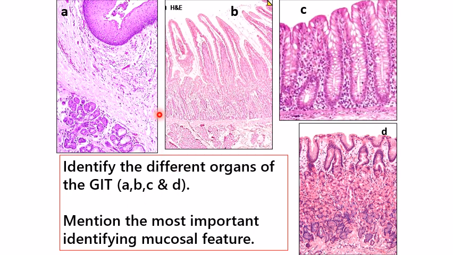Here, dear students, are many sections. A, I'm having stratified squamous epithelium and mucous glands, so it is esophagus dog. B, I'm having villi and crypts and glands in the submucosa. I am duodenum. C, I'm having wide, deep crypts, many goblet cells. I am colon. D, shallow, narrow pits and colorful glands, acidophilic and basophilic. I am the fundus of the stomach.